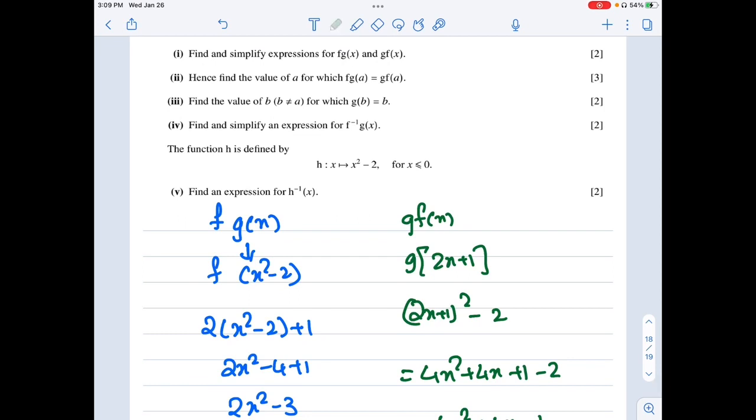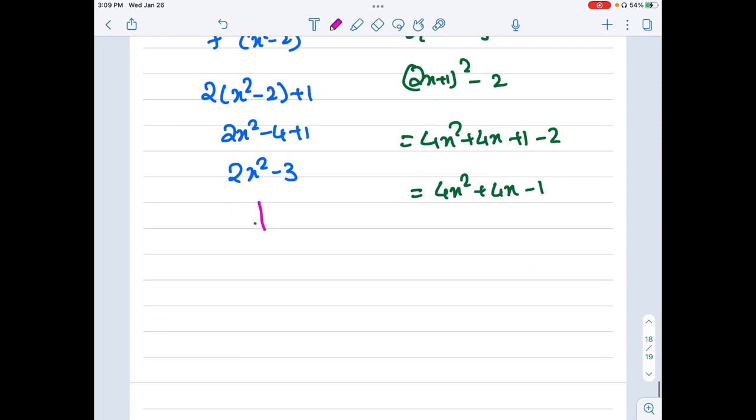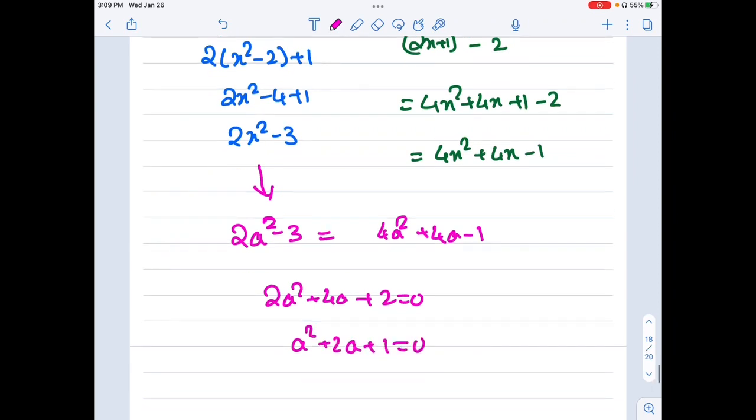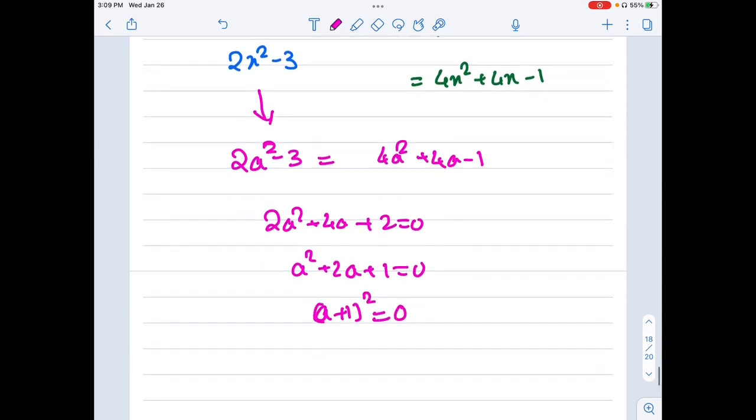Next, hence find the value a such that f(g(a)) = g(f(a)). So f(g(a)) is 2a² − 3, equal to 4a² + 4a − 1. So it becomes 2a² + 4a + 2 = 0, so a² + 2a + 1 = 0. So I get (a + 1)² = 0, so a + 1 = 0, so a = −1.